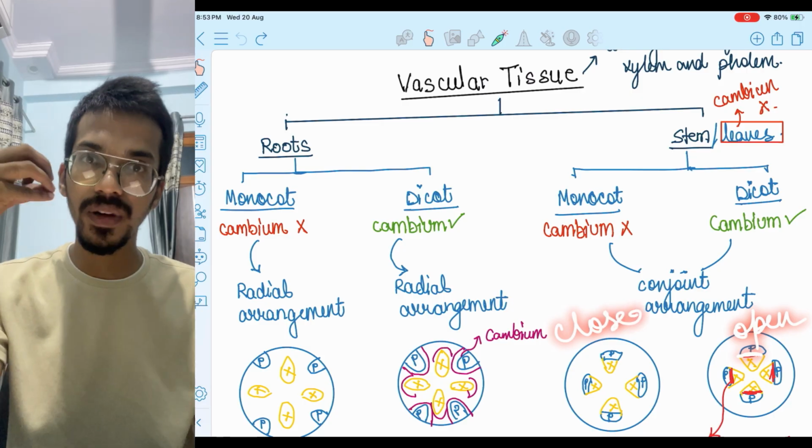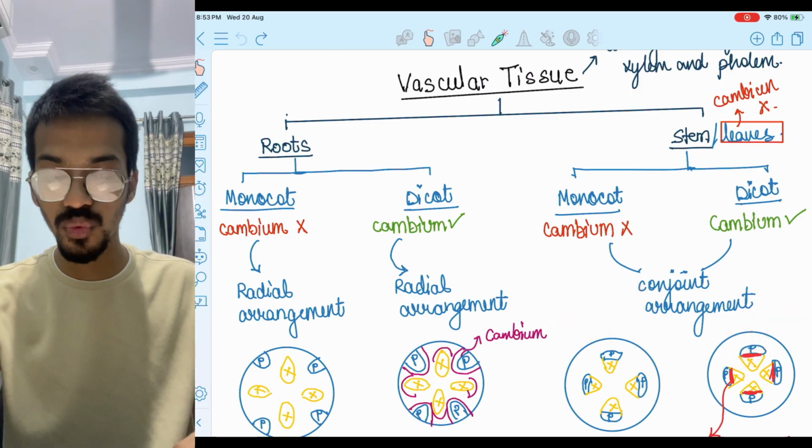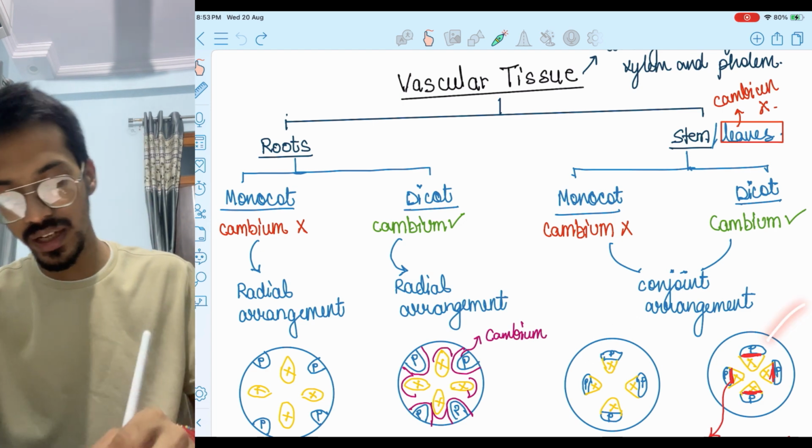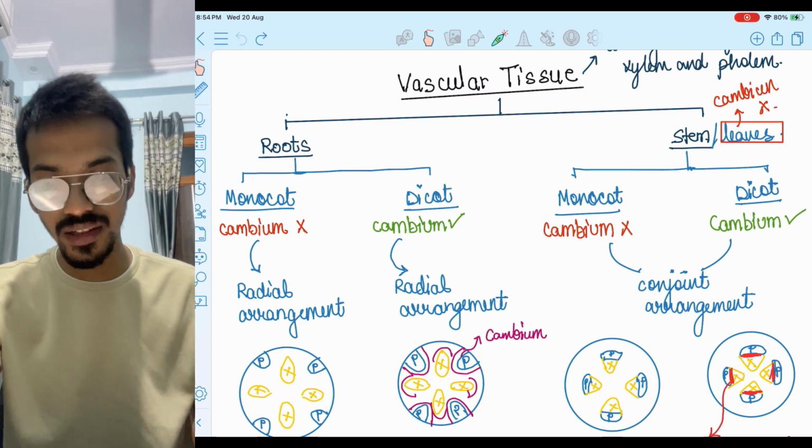Now what is open and closed means? Closed means that it won't go for the secondary growth. Open means it will go for the secondary growth. Here also it will go for the secondary growth.